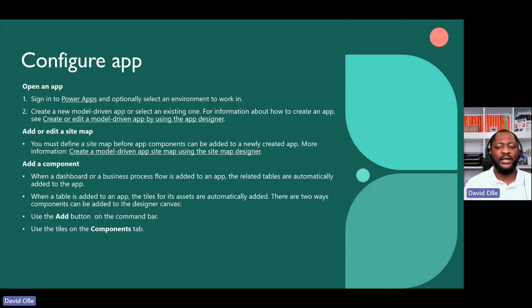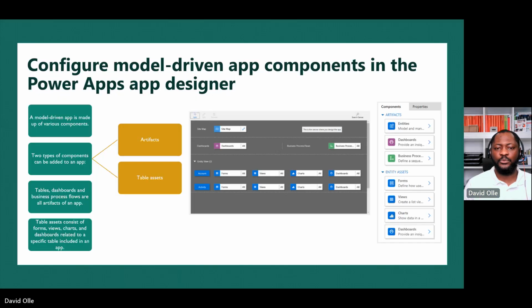And of course, there are two ways components can be added to the design canvas. One is you can use the add button on the command bar, and the other is you can use the tiles in the components tab. So you can see the add button up here, as well as you could essentially use your tab in the components and just drag and drop. So let's just have a little demo.